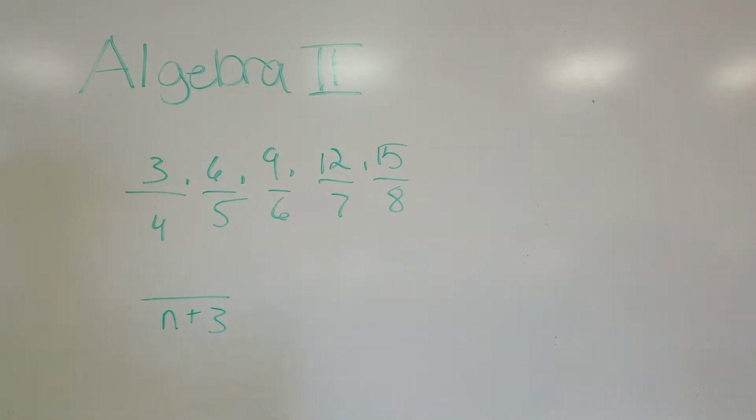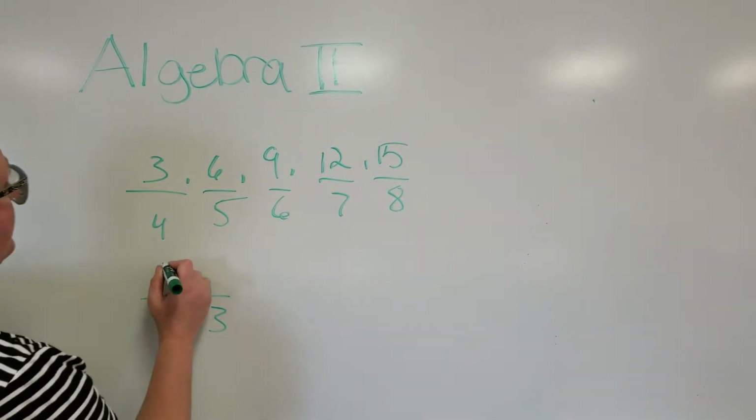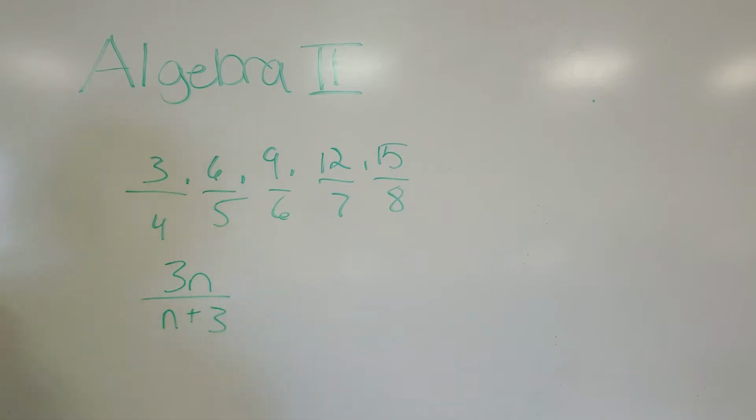On top, though, it's 3, 6, 9, 12, 15. Those are the multiples of 3. So I think we're multiplying by 3 every time. 3 times 1 is 3, 3 times 2 is 6, 3 times 3 is 9, 3 times 4 is 12, 3 times 5 is 15. So that means 3 times n every time.